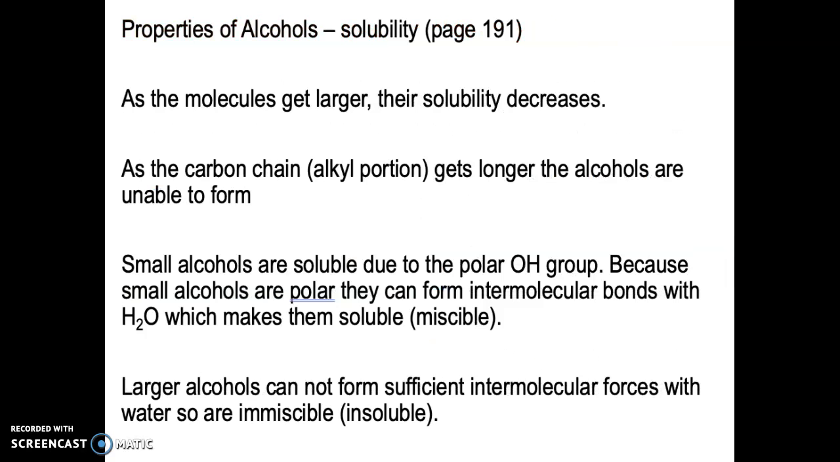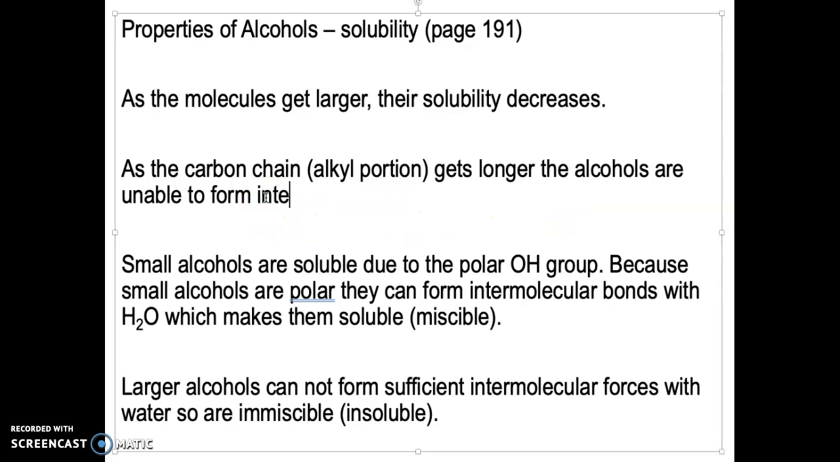Okay, the next thing that you're going to need to know about is solubility. Now, this is the opposite in terms of trend. As the molecules get larger, they become less soluble. Their solubility decreases. And the reason for that is as the carbon chain, which is often referred to as the alkyl portion, note that alkyl is like alkane, alkene, it's the carbon-hydrogen section, as that gets longer, the alcohols are unable to form intermolecular bonds with the water.